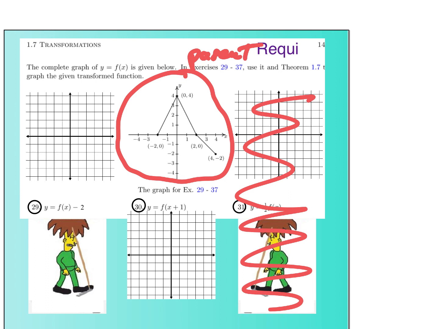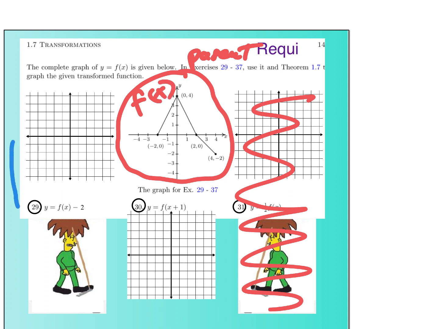That's the parent graph, like the parent function. And it's this weird little function. We call it f of x because we don't really know what it is. It's not like y equals absolute value of x. It's just some little function. We call it f of x. And then you're supposed to do this to it.